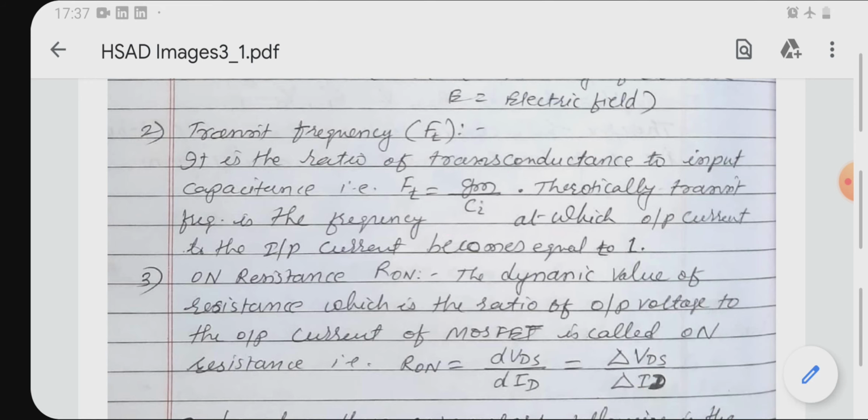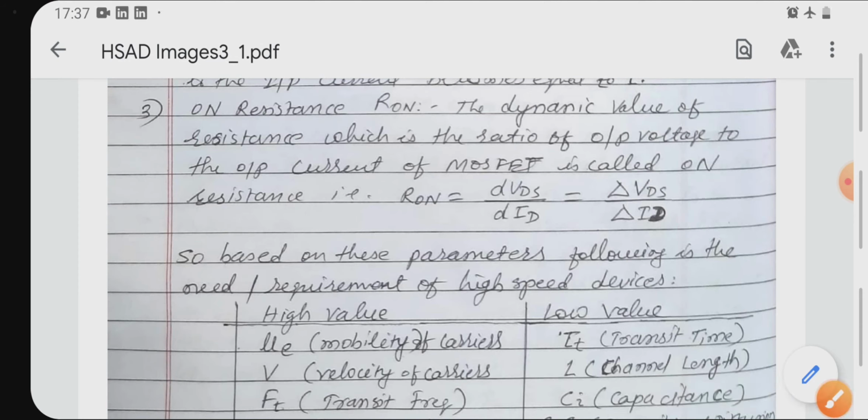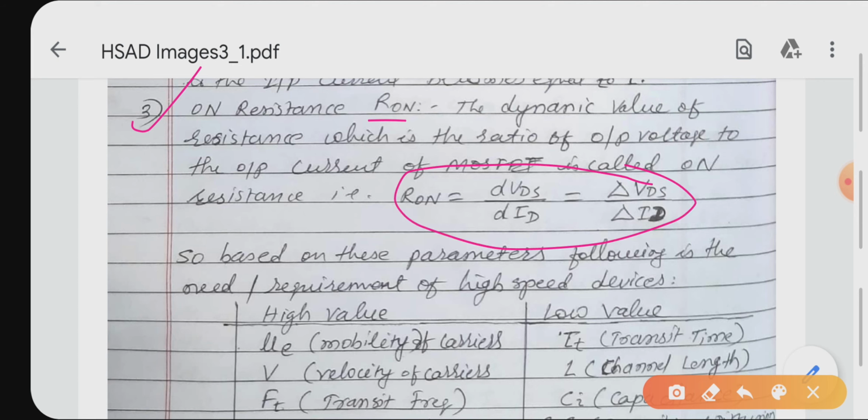Okay, let us move to the next important parameter which decides the operating speed or switching speed of the device, the on resistance, denoted as R on. It is the dynamic resistance value, which is the ratio of output voltage to the output current. As we know that resistance is V upon I, so it is the dynamic resistance which can be denoted by using this formula, delta VDS by delta ID, where delta VDS is the change in output voltage, drain to source voltage, and delta ID is the change in drain current.